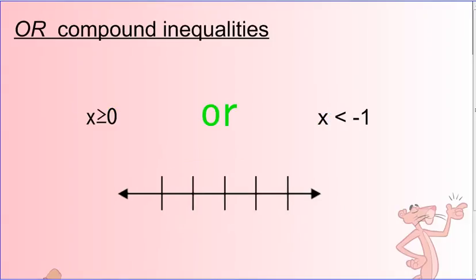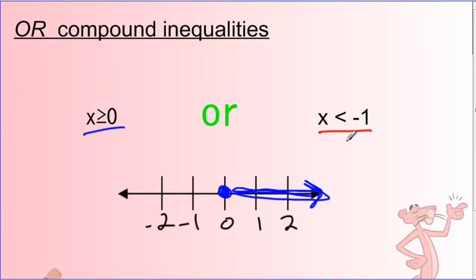Now, for an or inequality, either of them could be true. So let's put up a number line: 0, 1, 2, negative 1, negative 2 works. I'm going to do this guy in blue, this guy in red. In blue, we're going to look for numbers that are bigger than or equal to 0, so I need a solid dot at 0, shaded greater than. In red, we need a hollow dot at negative 1, and we're shading less than, to the left.